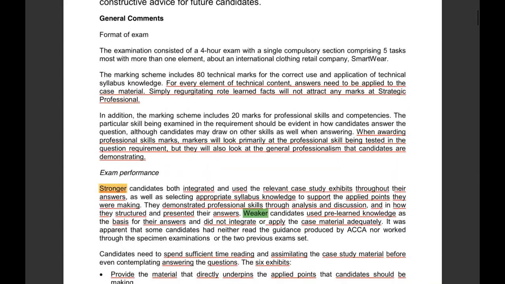And same goes for your professional marks. So they're telling you that when they award marks for the professional skills marks, okay, the markers are looking into the professional skills that are being tested. If it's skepticism, they will look into whether you have elements of skepticism or not. So then you'll be given marks accordingly. But remember, they also will look for general professionalism that candidates are demonstrating.